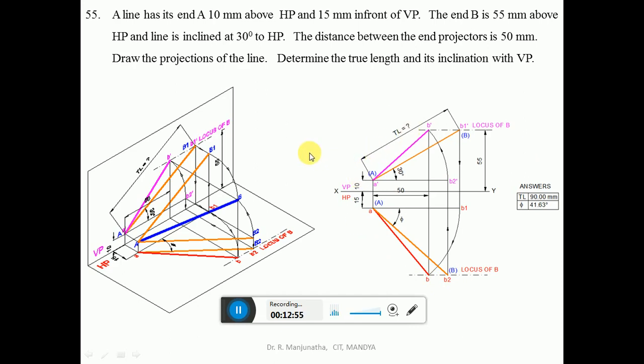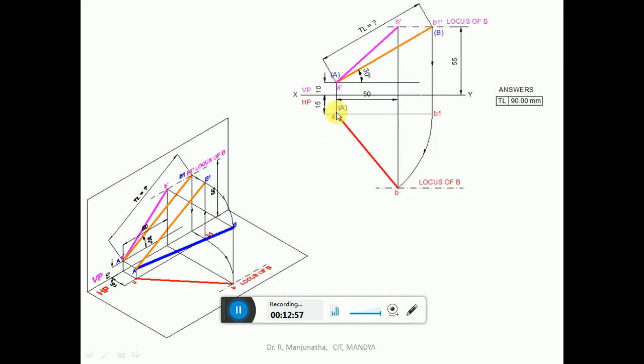Now the same thing will be done step by step. So how? First you take above HP and in front of VP and draw these two lines. Then we have above HP by 55 mm. Draw this. You are going to get the locus of B. Then you draw the true length line. Since we know the true inclination, you measure the true inclination line and draw this line, which is going to cut at this point. So you are going to get B1 dash.